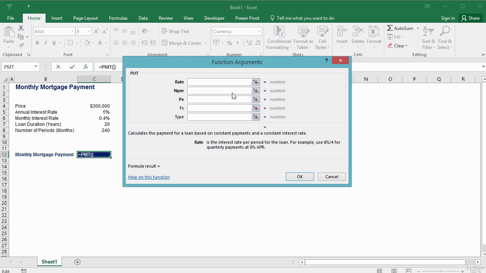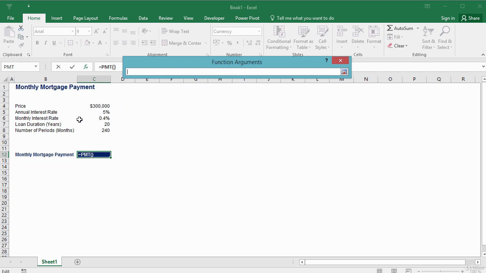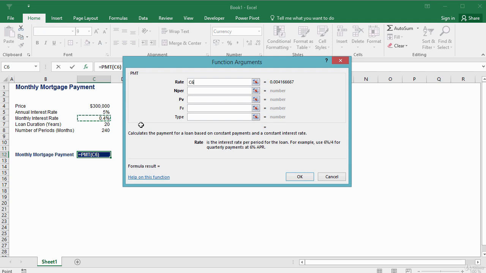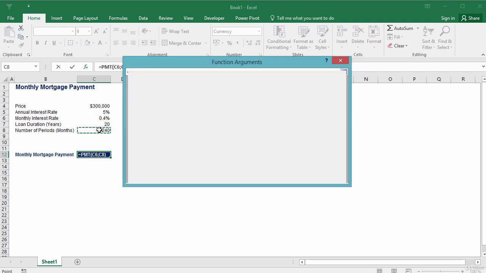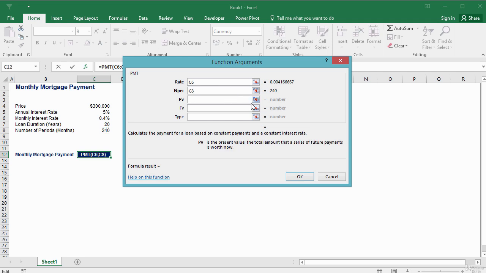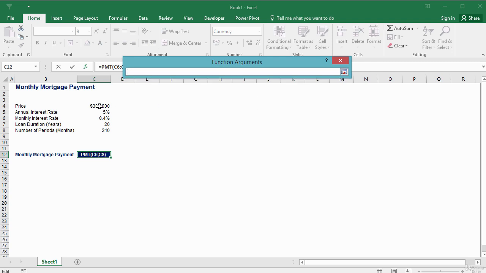All we have to do is select the parameters that we already have on our sheet. The first parameter we'll need is the interest rate. We said our loan will be made of monthly payments, and that's why I'll select the monthly interest rate we have here. The number of periods for the loan is equal to 240. And the last parameter we have is PV, standing for present value. In our example, we are assuming that the mortgage covers the whole value of the house, so here we will have $300,000.